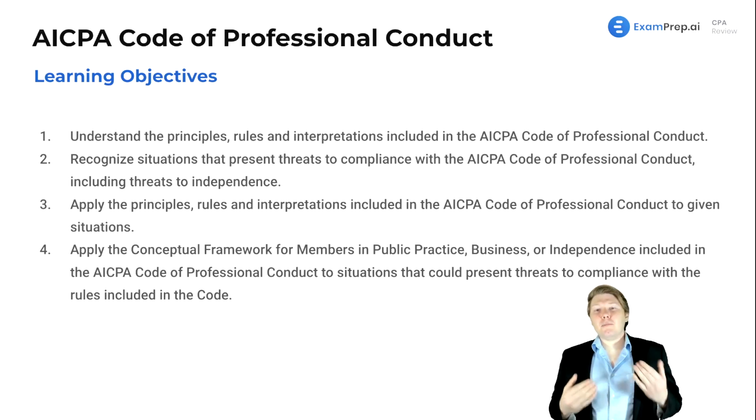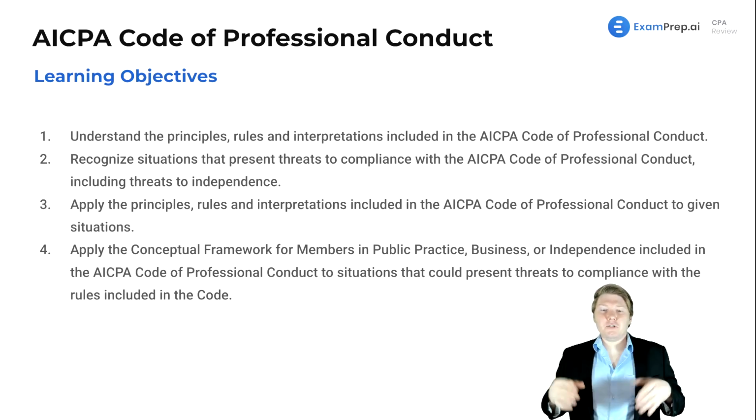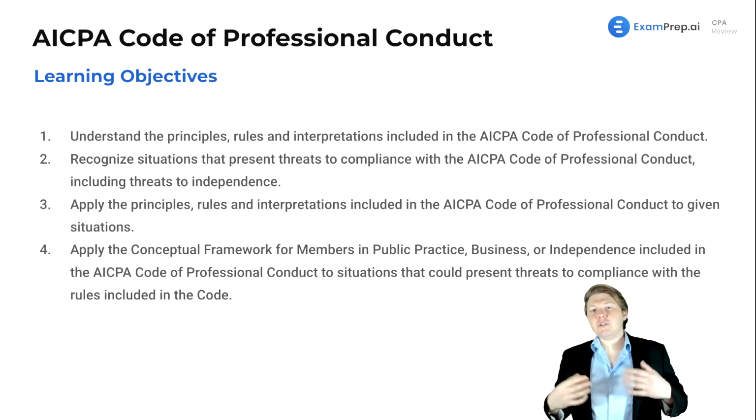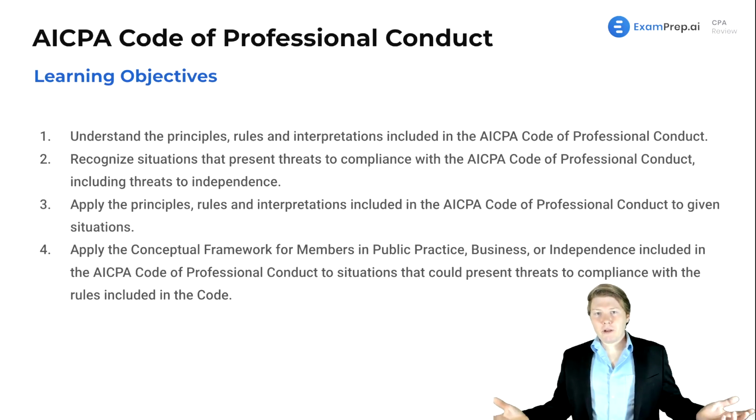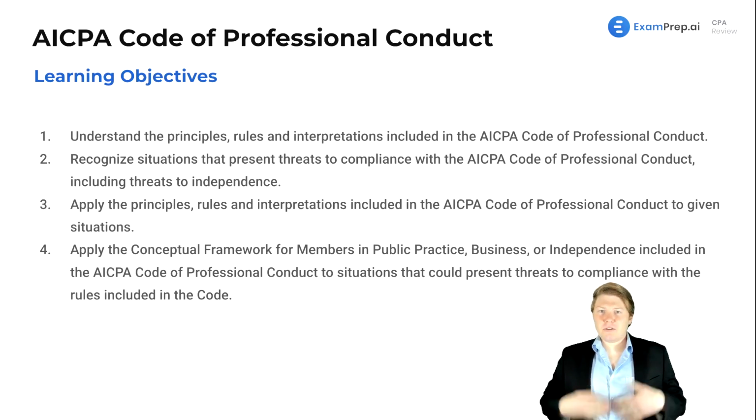We also want to apply the conceptual framework for members in public practice, business, or independence included in the AICPA Code of Professional Conduct, situations that could present threats to compliance included here in the code. Now, we're going to see there are rules that apply to an active CPA working in a public accounting firm. There are going to be rules that apply to CPAs working at a company. So they're not at a public accounting firm, which has more strict requirements because you need to be independent and you are the one doing audits.